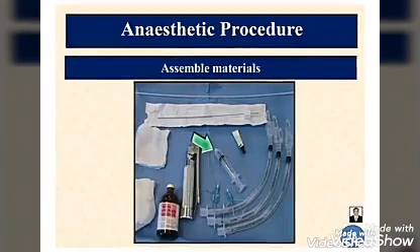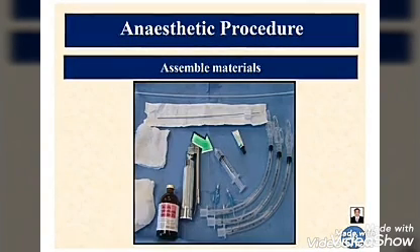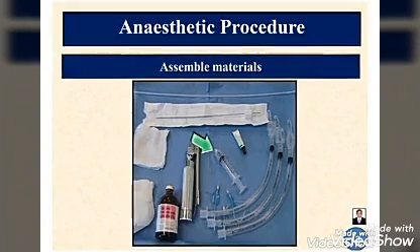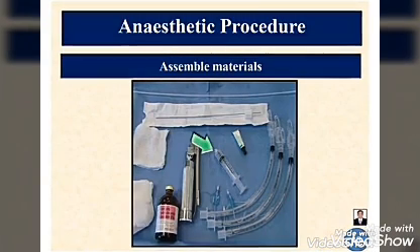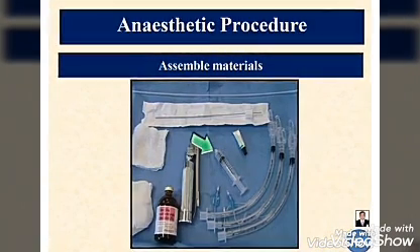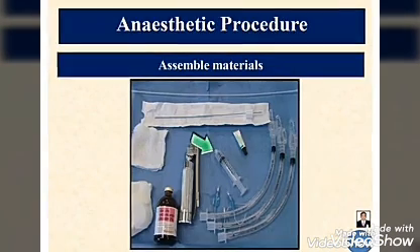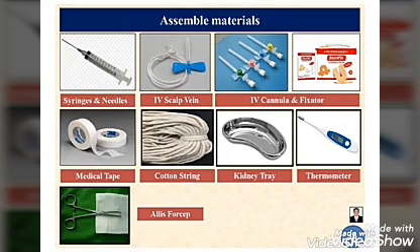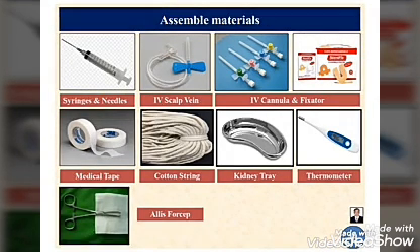Before starting any anesthetic procedure, meaning any administration of the anesthetic drugs, the first step is to assemble the required materials. First check the list of required materials and items, and assemble them one by one in the following order. First start with the syringe and needles.